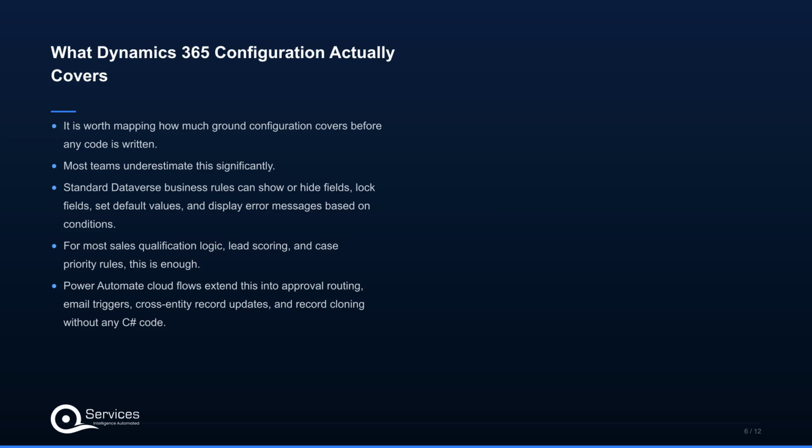Standard Dataverse business rules can show or hide fields, lock fields, set default values, and display error messages based on conditions. For most sales qualification logic, lead scoring, and case priority rules, this is enough.